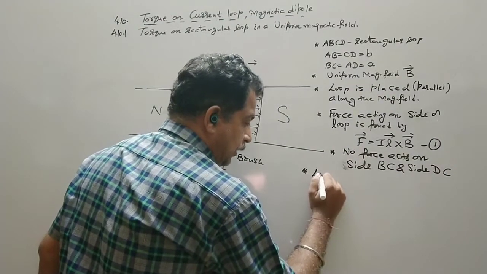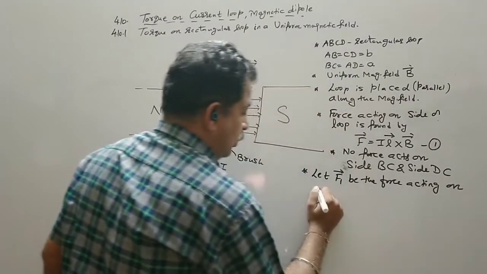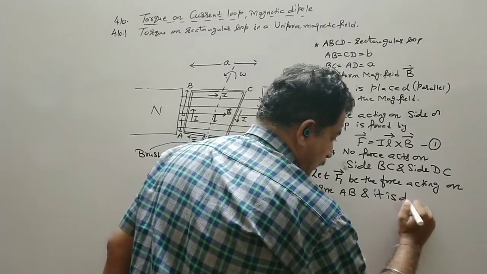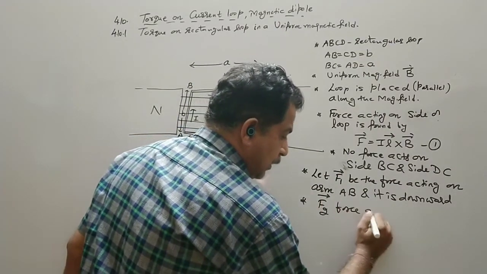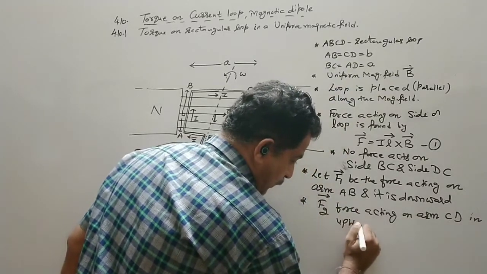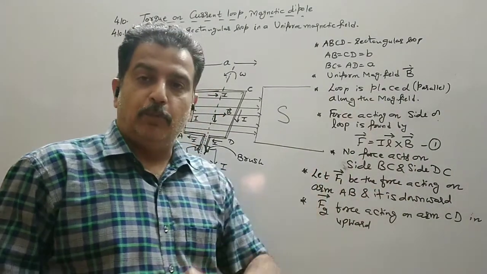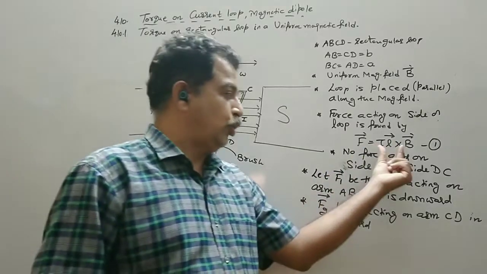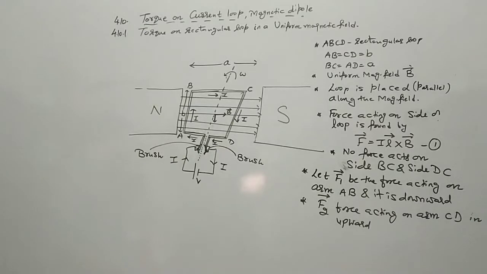So let F1 vector be the force acting on arm AB, and it is downward, and F2 is the force acting on arm CD in the upward direction. As far as magnitude is concerned, the angle between the L vector and B vector on both sides is 90 degrees. Sin 90 is 1. So the magnitude will be BIL. This is the magnitude and direction of the force acting on the two wires.